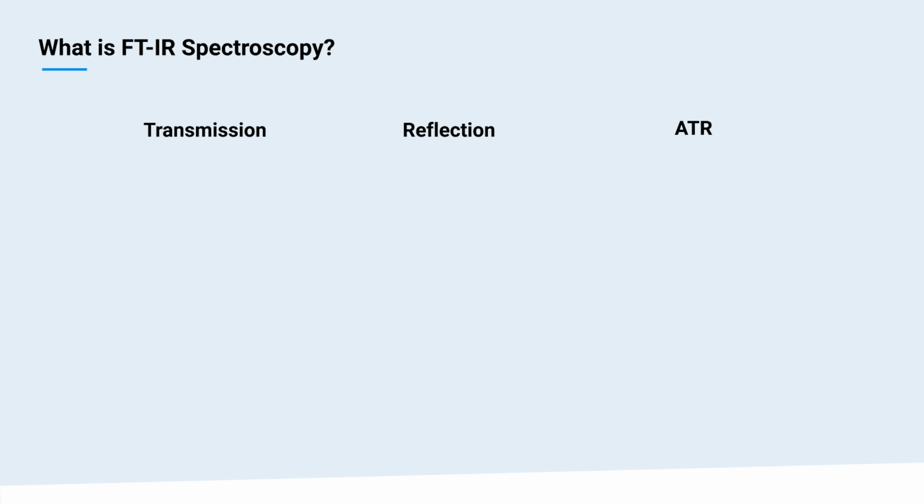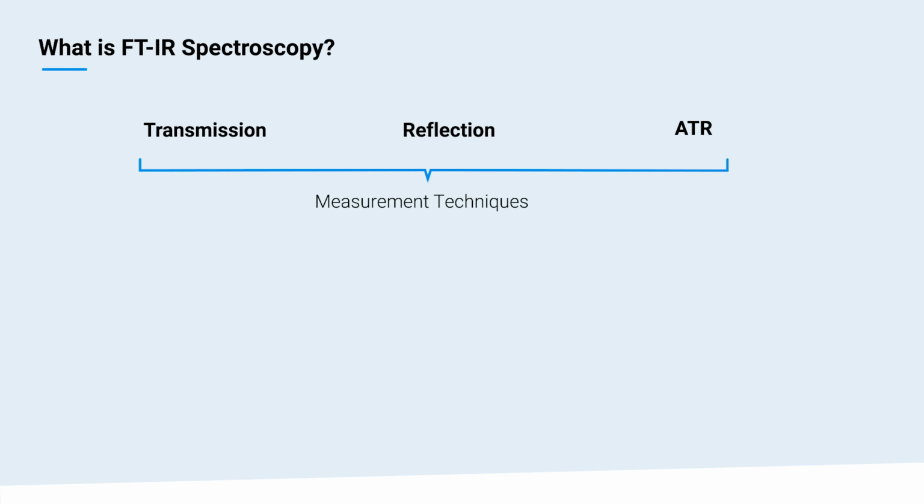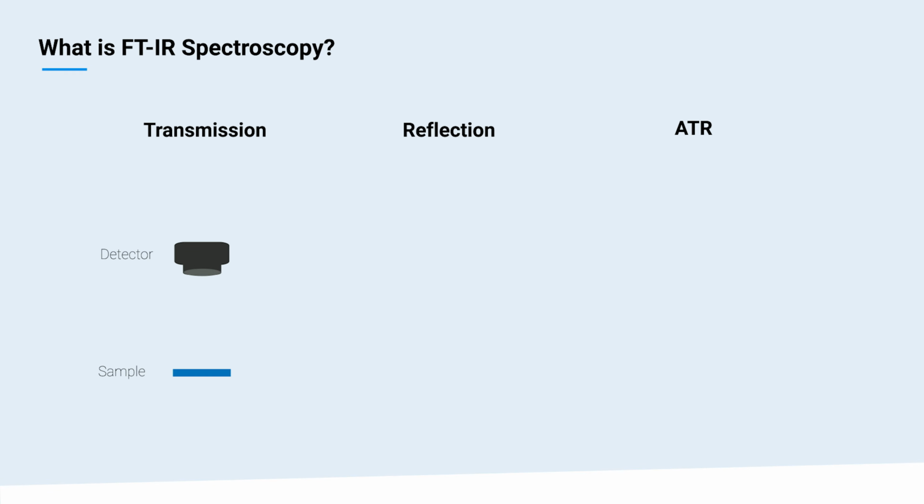reflection, and ATR. These are called measurement techniques, and each one is useful for different kinds of samples. For transmission, the IR light shines straight through the sample before being detected. This technique is useful for very thin samples, like tissues or films.